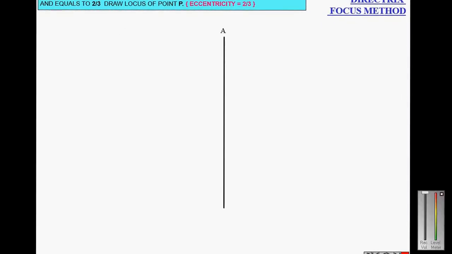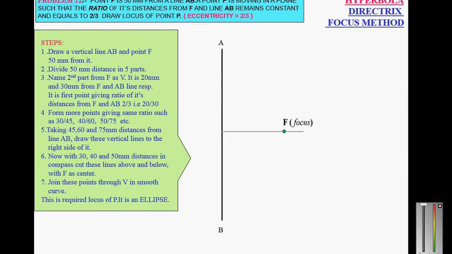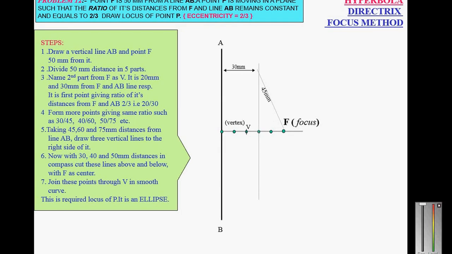So next is the hyperbola by the directrix focus method. Draw a given line AB, mark the focus F, and mark the vertex V such that the condition is satisfied. From the focus the distance is 45 millimeter, and from the directrix it is 30 millimeter. So the ratio should be satisfied.